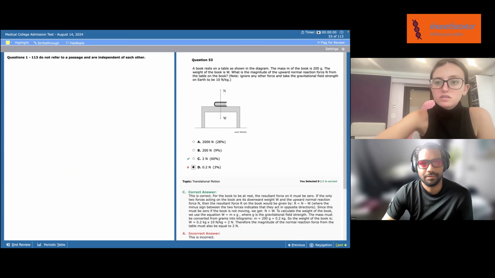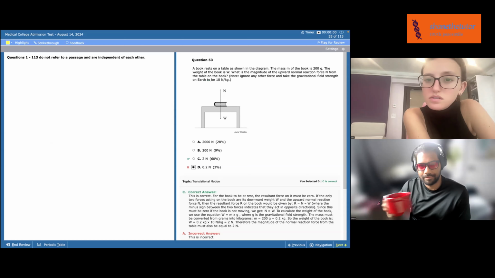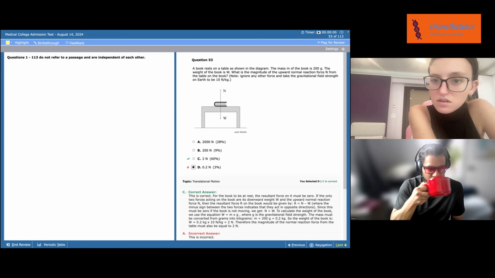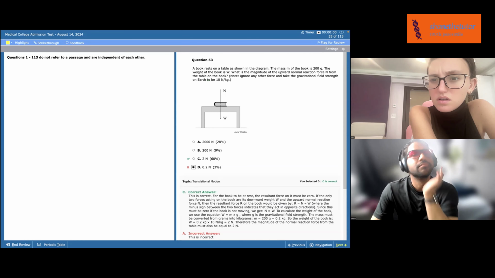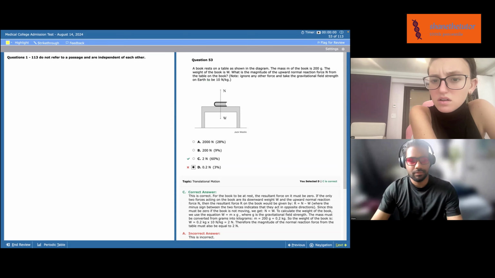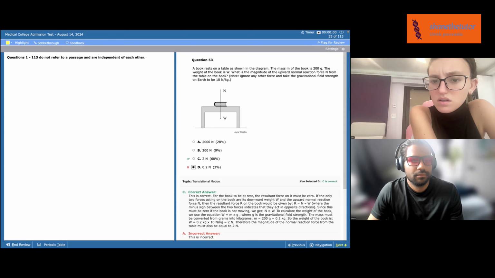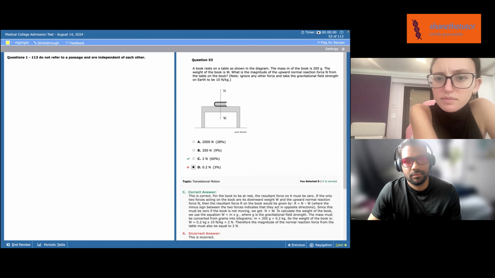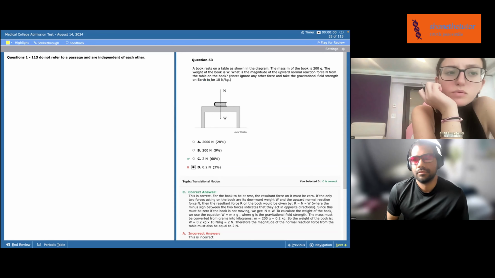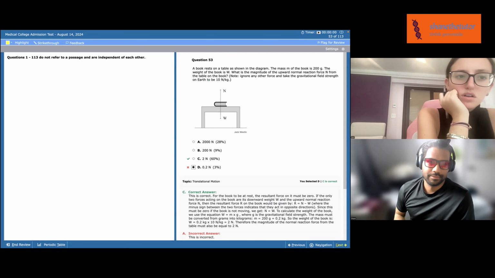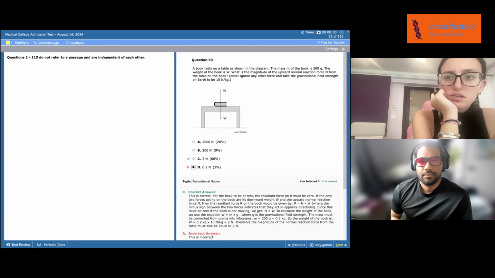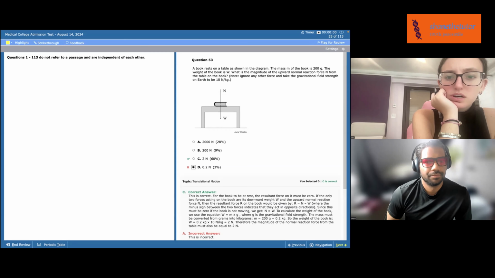Book rests. Isn't the normal force the opposite of the gravitational force, because in this scenario they're opposite of each other? And so you do 200 divided by 10 and you get 2.